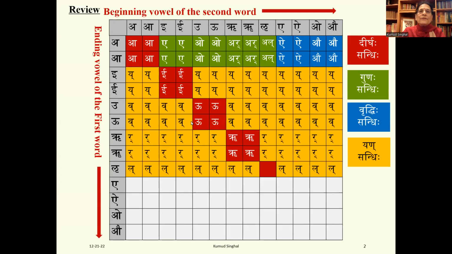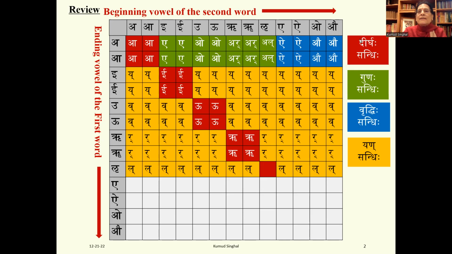So I'm going to review what we did in the last class. In the last class, we covered 4 vowel sandhis, which are represented by the different colors here. The rows are the ending vowel of the first word, so there are 13 rows. And the columns are the beginning vowel of the second word.